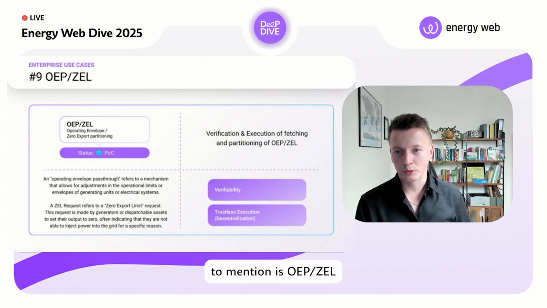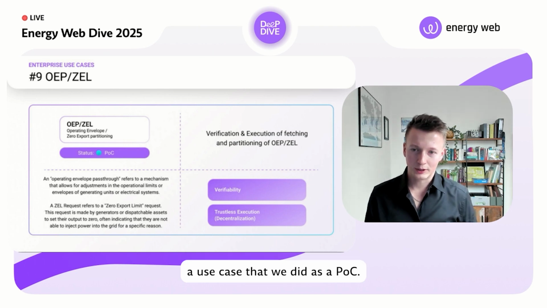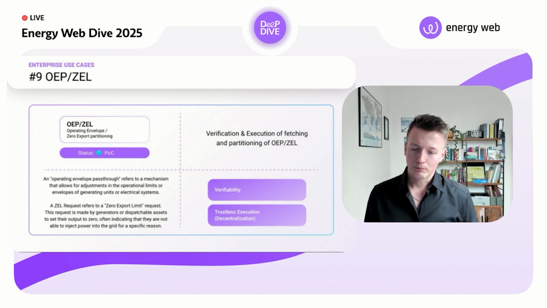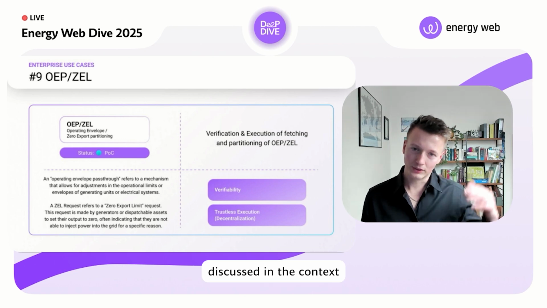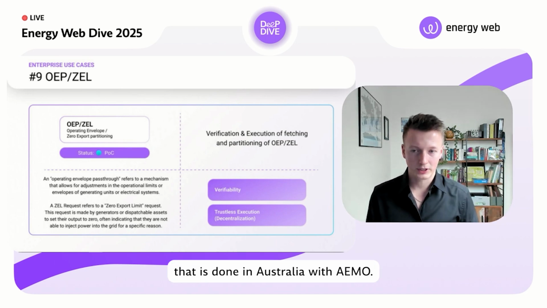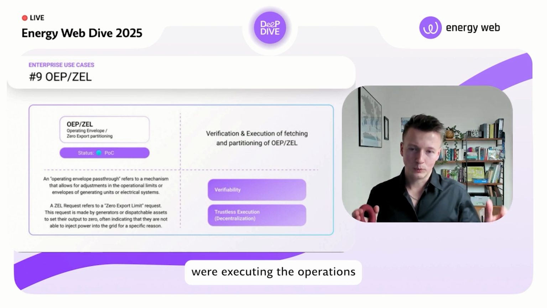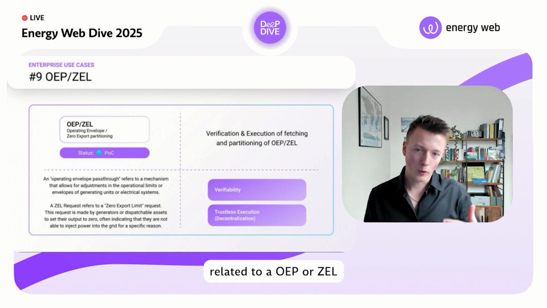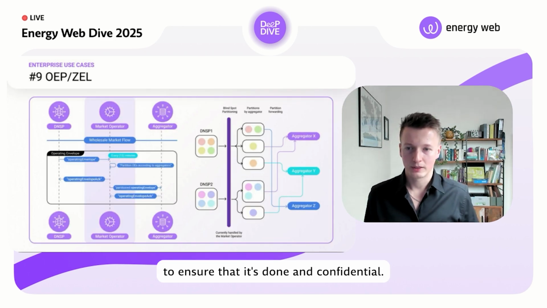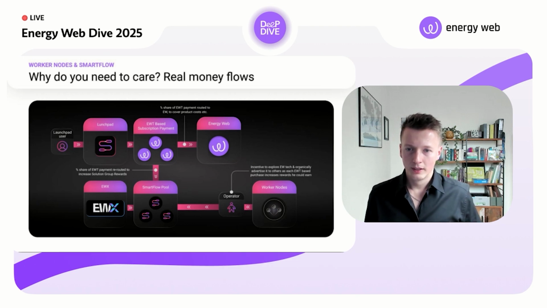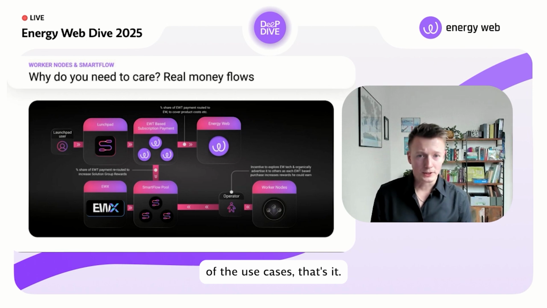And the last one that I wanted to mention is OEP and ZEL, which is a use case that we did as a POC. And this use case was, I believe, discussed multiple times in the context of our Edge project that is done in Australia with AMO. So I will not deep dive into it, but the worker nodes here were executing the operations related to OEP or their request in a decentralized manner to ensure that it's done confidently. And from the standpoint of the use cases, that's it.